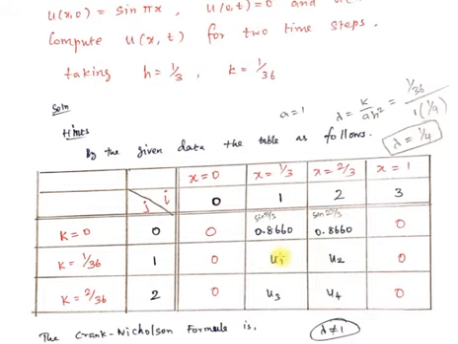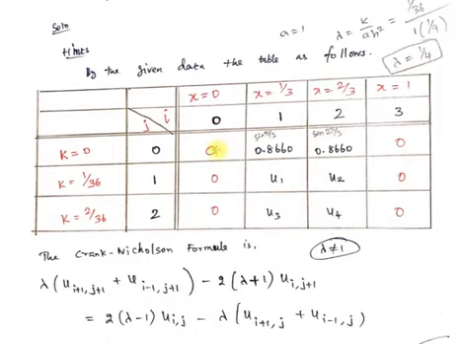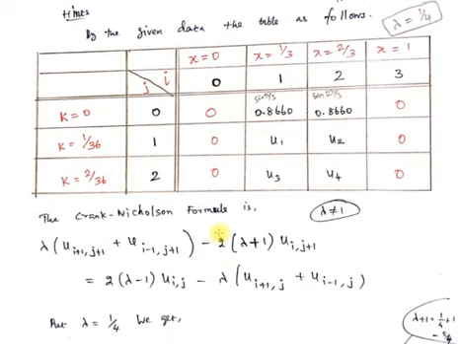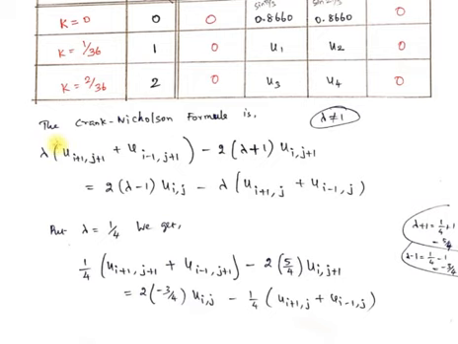First one, u1. u1 is calculated by the Crank-Nicolson formula, not the simplified Crank-Nicolson. It is the Crank-Nicolson formula: lambda into u i plus 1 comma j plus 1 plus u i minus 1 comma j plus 1 minus 2 into lambda plus 1 u i comma j plus 1 is equal to 2 into lambda minus 1 into u i comma j minus lambda into u i plus 1 comma j plus u i minus 1 comma j.